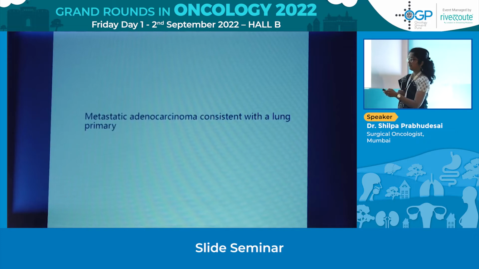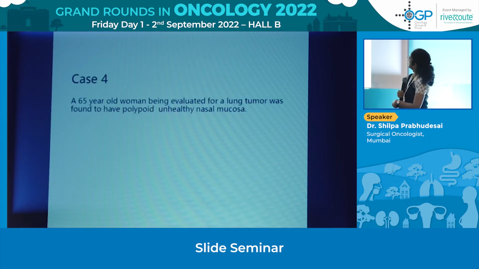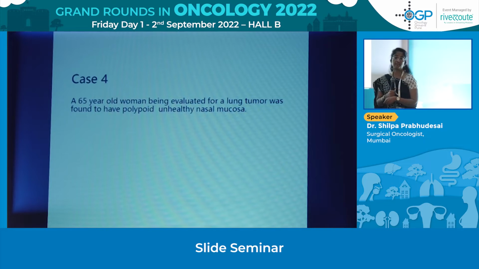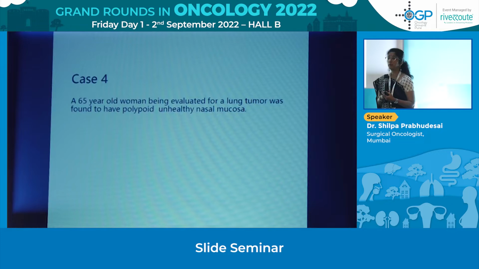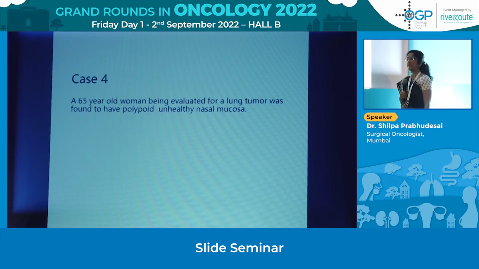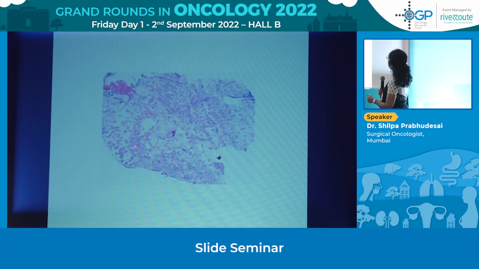So now, to continue the series of potential metastatic sites, this woman was being evaluated. She was 65 and she was being evaluated for a lung tumor. The oncologist noticed that she had unhealthy looking polypoid nasal mucosa. So initially a lung biopsy was done, which came to us, and that was a standard lung carcinoma, TTF1 expressing. But the oncologist was still not happy with this nasal mucosa bit, and that was biopsied. And this is what we saw.